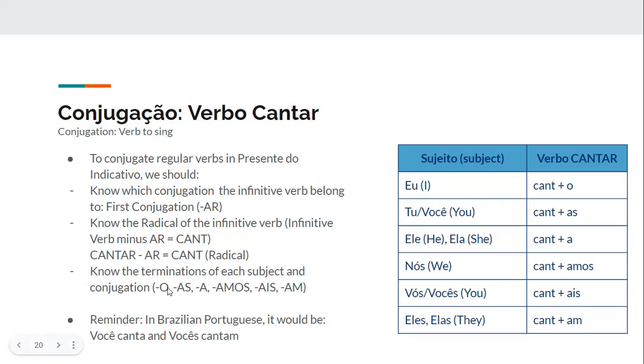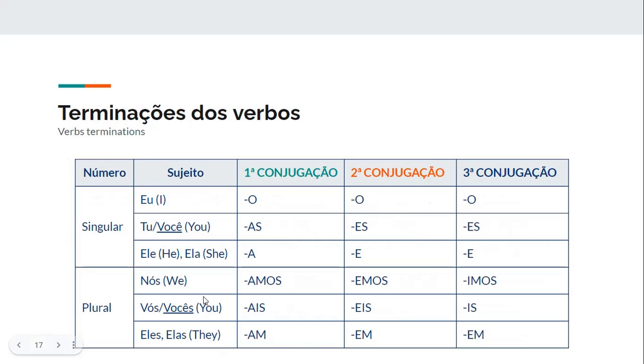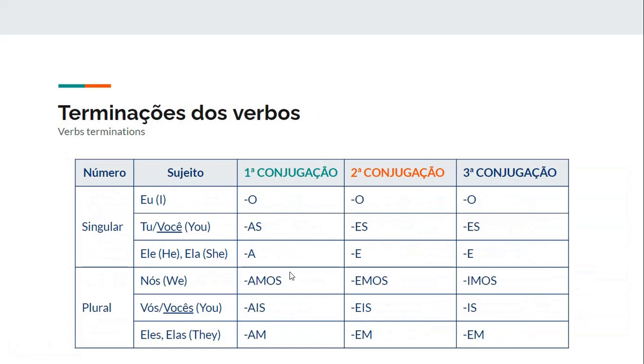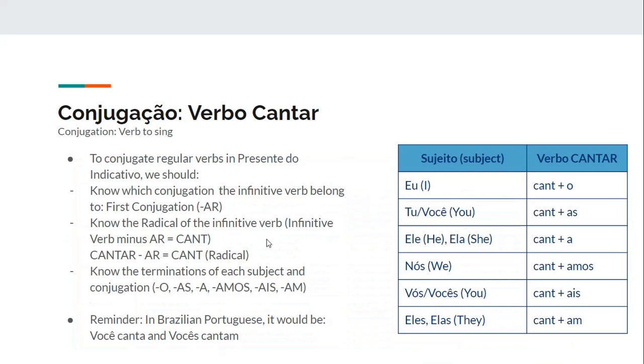And last, we have the terminations here. By the way, you don't really need to memorize this. You can simply copy and paste this column, and then you get the terminations for cantar, because cantar, as we saw here, is from the first conjugation. That's why we would copy and paste from this column here. So first conjugation, and then we have here the radical, and then the termination. Eu canto, tu cantas, ele, ela canta, nós cantamos, vós cantais, eles, elas cantam.